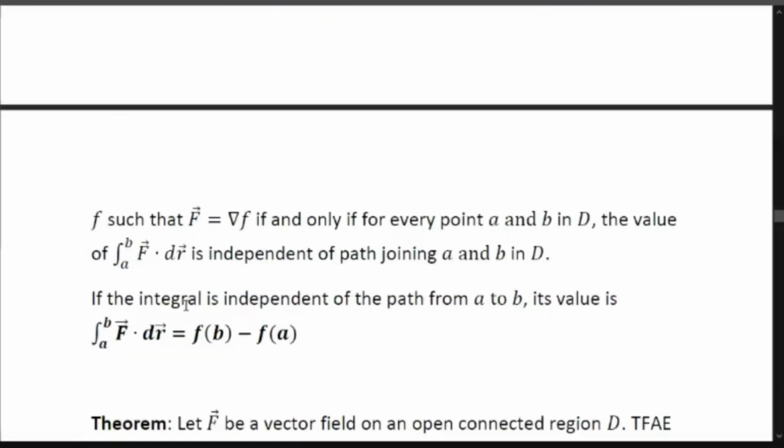If the integral is independent of the path from A to B, its value is given by the integral from A to B of F dot dr equal to f of B minus f of A. Here, the small f denotes the potential function.